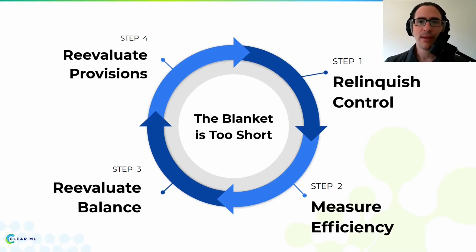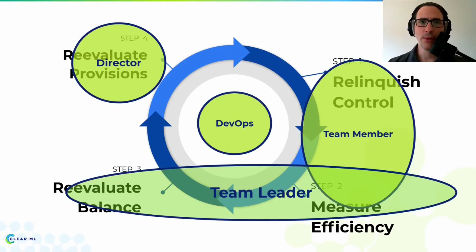But can we apply these in a data science context without a hefty bureaucracy penalty? Well, first, I want you to identify where you're at in this situation. Relinquishing control and managing is for team members and the team leader. The directors have to do the reevaluation of provisions, but the point here is that the DevOps is at the center, but has no actual decision-making capabilities. The DevOps needs to facilitate everything, and it actually makes the DevOps work easier. And I'll show you a little bit later. Now, let's do the theory of how this actually works in practice.